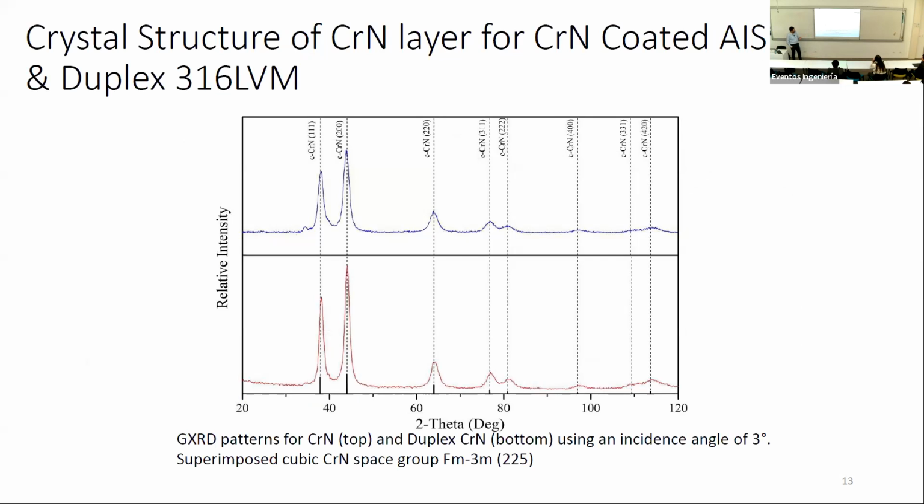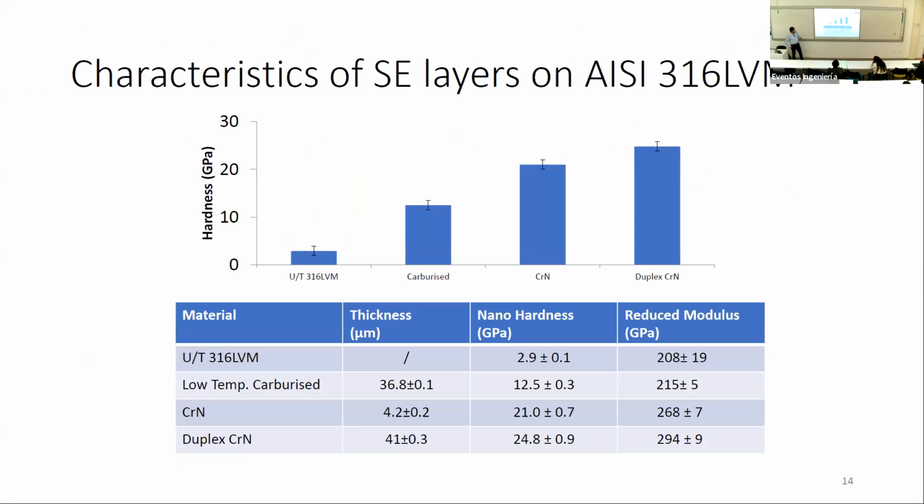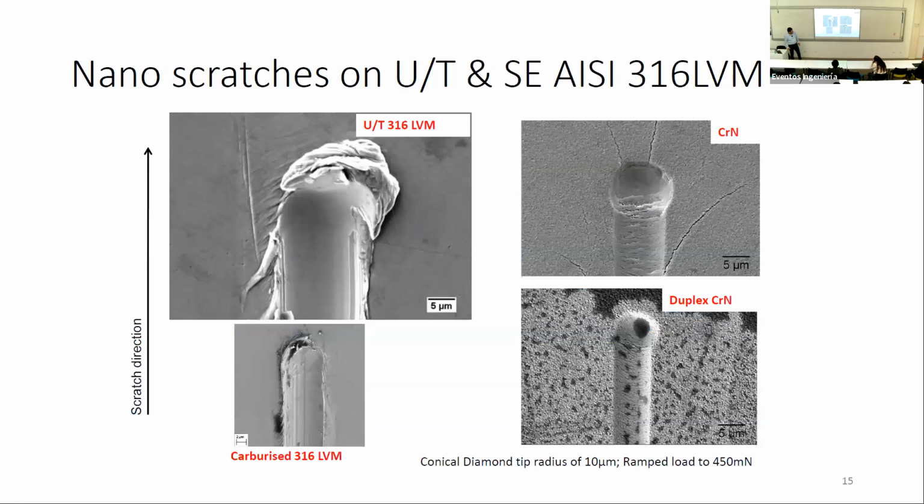Again, we use XRD and we get the typical crystal structure that we expect for chrome nitride. We get the FM3M crystal structure. We did some characterization of the surfaces. The untreated is the softest, carburized, we're talking about 10, 12 gigapascals. The chrome nitride, duplex chrome nitride, we're talking about hardnesses in the tune of 20 something gigapascals. So of course, these layers are much harder.